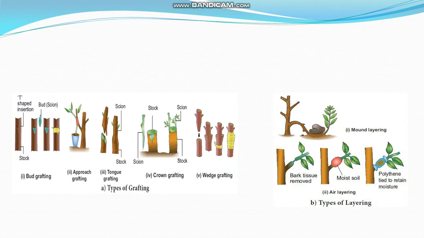So, the diagram showing the different types of grafting methods. The first diagram is known as bud grafting, the second is approach grafting, the third is called dung grafting, the fourth is crown grafting, the fifth is wedge grafting. Diagram B shows the types of layering. The first layering is known as mound layering, the second is known as air layering.